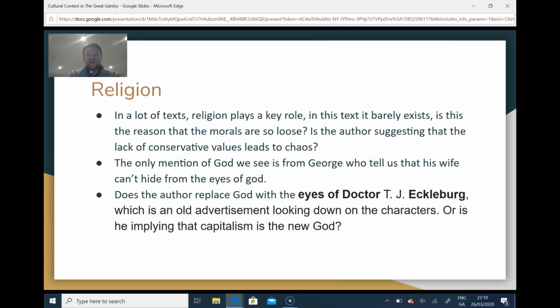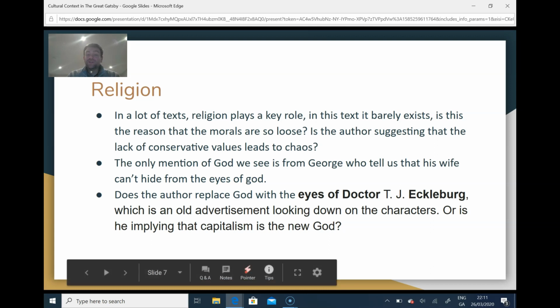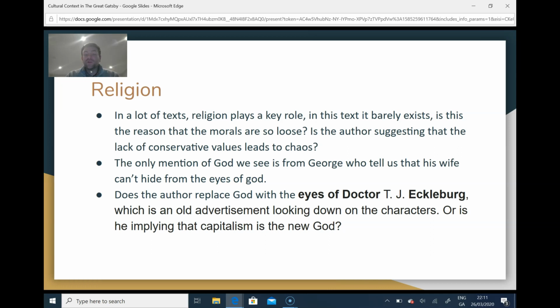Does the author replace God with the eyes of Dr. T.J. Eckleburg? Are Dr. T.J. Eckleburg's eyes God? Or is he implying that capitalism is the new God? So the eyes of Dr. T.J. Eckleburg is an old advertisement looking down on the characters. Throughout the text, it's mentioned at various points.